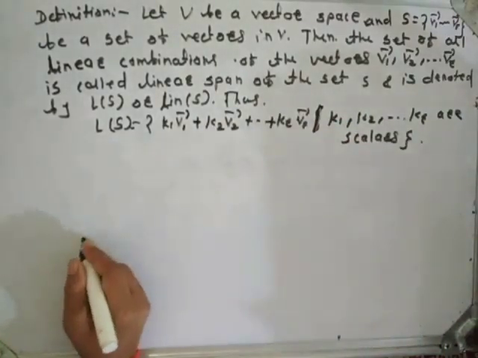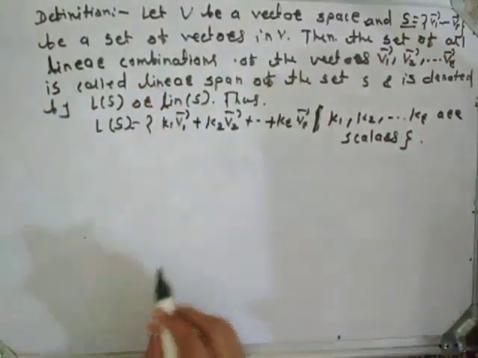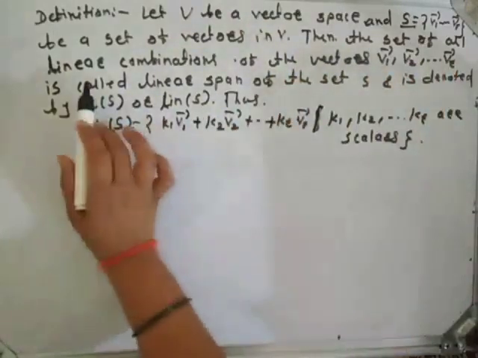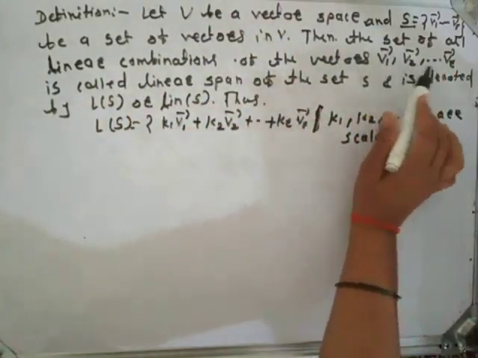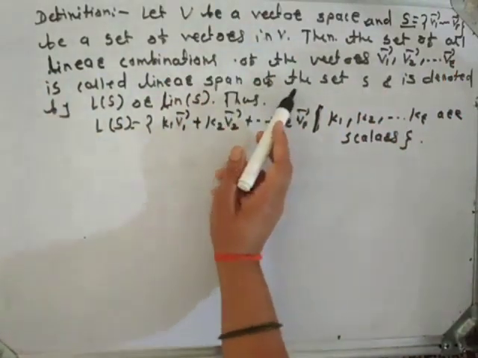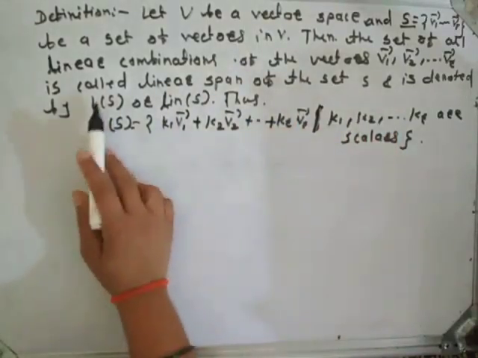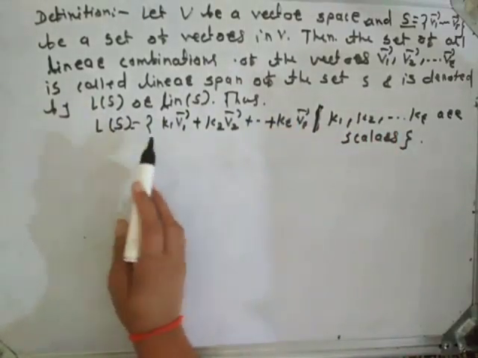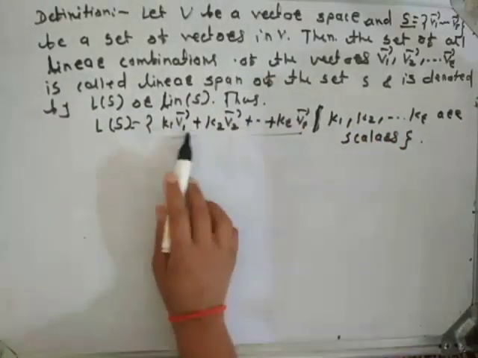Okay students, see here, V is a vector space and S is a set of vectors in V. Then the set of all linear combinations of the vectors v1 bar, v2 bar and so on up to vr bar is called the linear span of set S and it is denoted by L of S. L of S is the set of all vectors which are of this form.